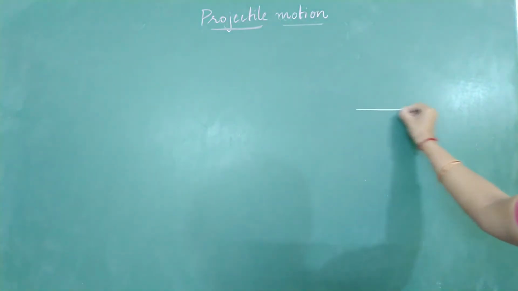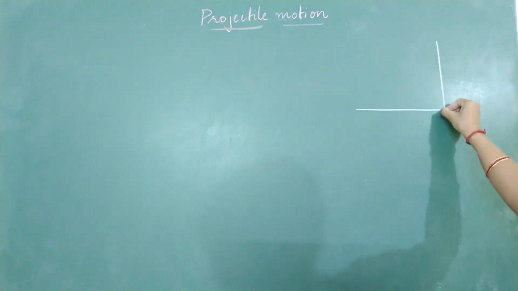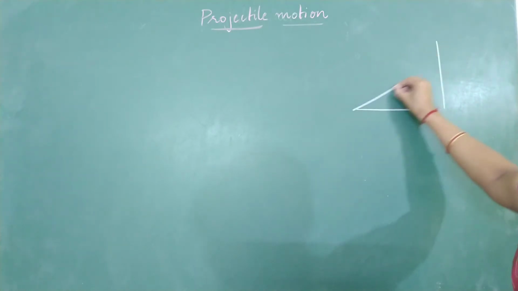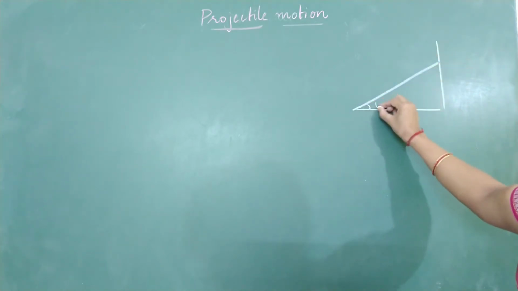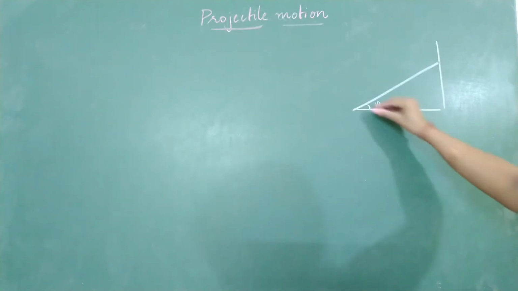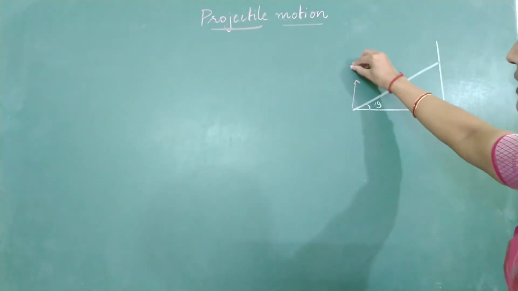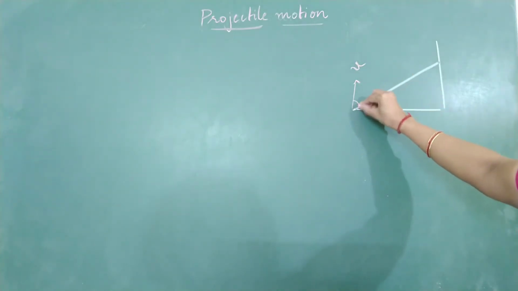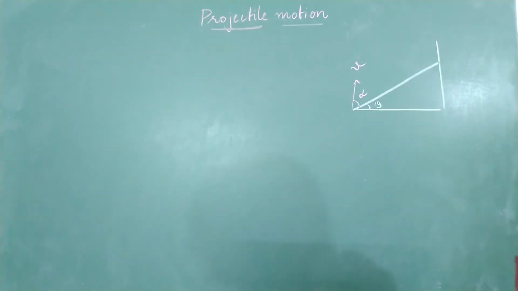So consider an inclined plane. Assume that this is an inclination whose angle of inclination I have taken as theta. From the bottom of the inclined plane, we are going to project a body with a speed u, making an angle alpha with the inclined plane.